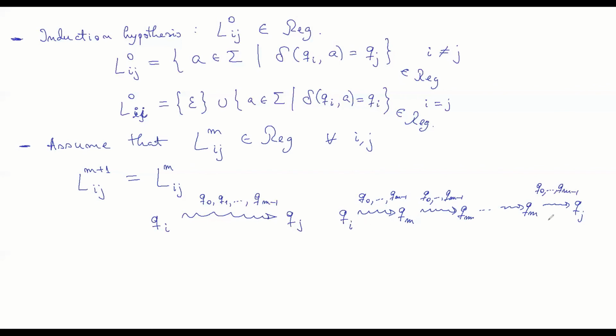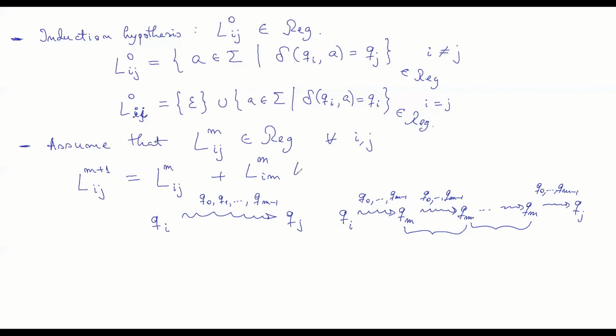So what this is really is the language of going from i to m and only using states less than m. So this is L from i to m using just states below m. And then really this part is about going from m to m using states up to but not including Qm. And this is the same thing. You go from m to m and you only use states up to m. And you can do this a number of times.